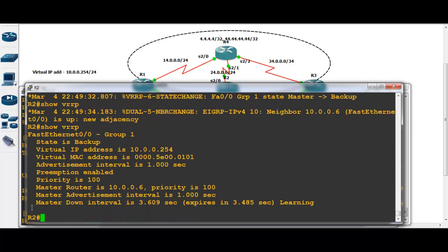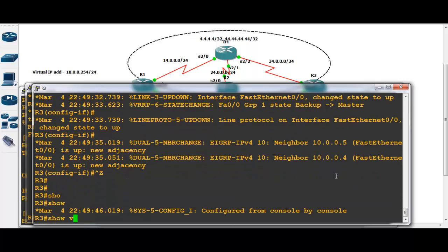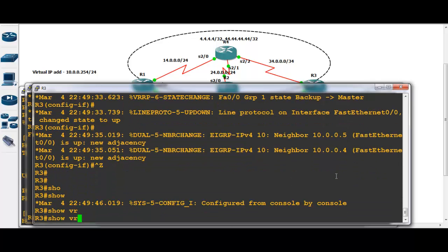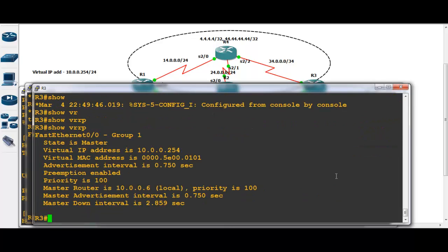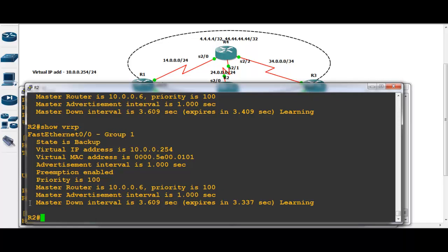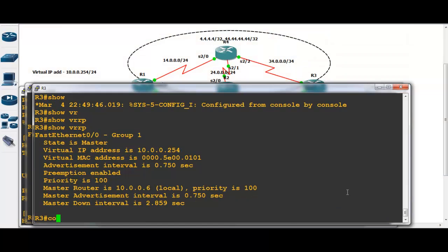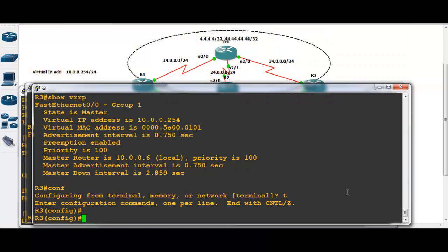No. So I have also tried this one many times. Theoretically, the learn command works, but I don't see it practically happening. Show VRRP. Whatever we configured is there, but it is not reflecting. But the purpose of the learn command is to learn from the master. Let me also give the same command in the master and see whether it will have some impact on the other.